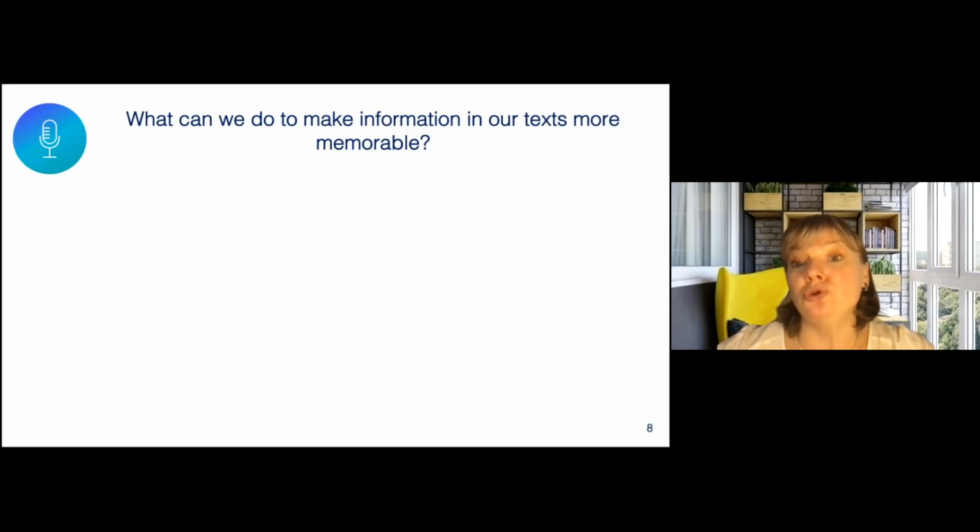What can we do to make information in our texts more memorable? Any ideas? All right, I can see a message. We can divide the body of the paper into 5 or 9 chunks. Also a great idea. Using appropriate examples, style of writing, structure the text with bullets, diagrams, illustrations, and tables. 7 plus or minus 2 general results.